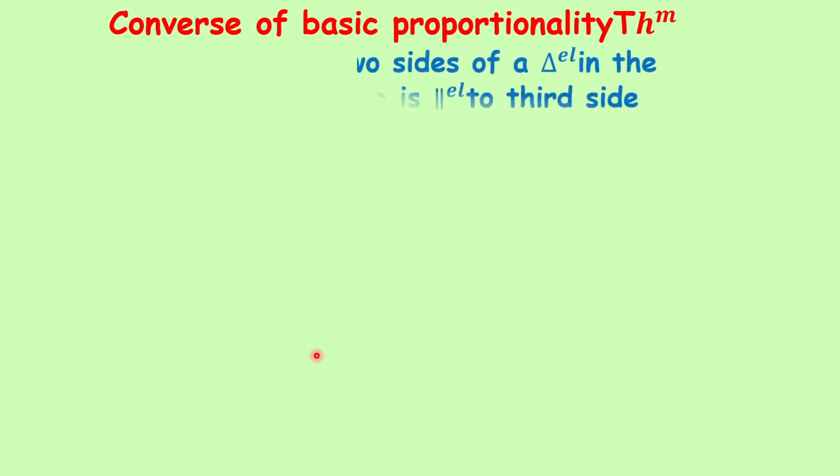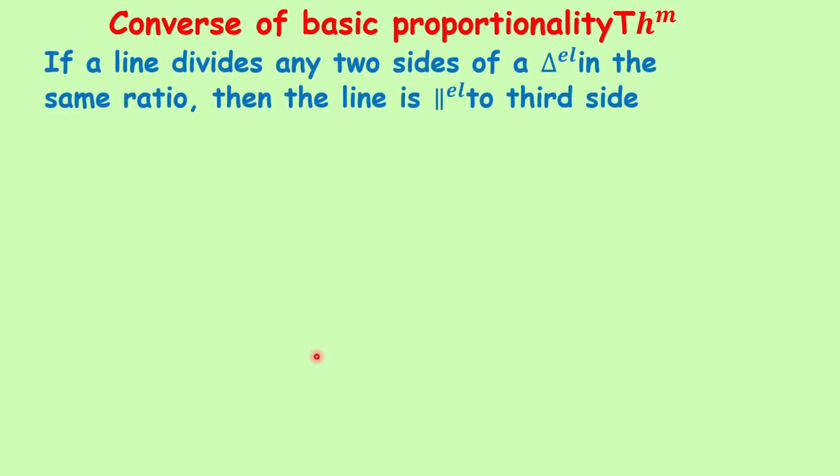Now, the converse of the basic proportionality theorem. If a line divides any two sides of a triangle in the same ratio, then the line is parallel to the third side. What is given? A line divides two sides of a triangle in the same ratio. Then this theorem says this line is parallel to the third side.